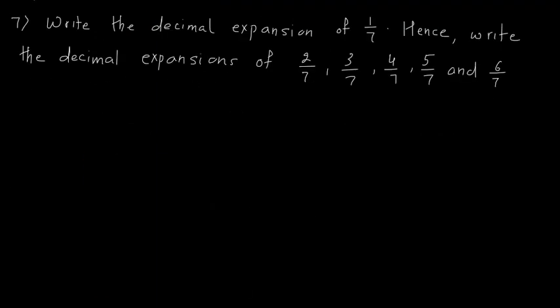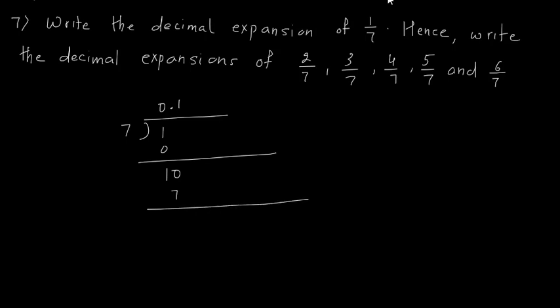Now let us see the next problem. Write the decimal expansion of 1 upon 7. Hence write the decimal expansion of 2 upon 7, 3 upon 7, 4 upon 7, 5 upon 7 and 6 upon 7. So I have to write the decimal expansion of 1 upon 7. For that we will divide 1 by 7. First, 1 is less than 7, so I will write 0 here and 0 here. Then I will use the decimal, and this will become 10. You know how to divide. Now 7 1s are 7, so I get 3.